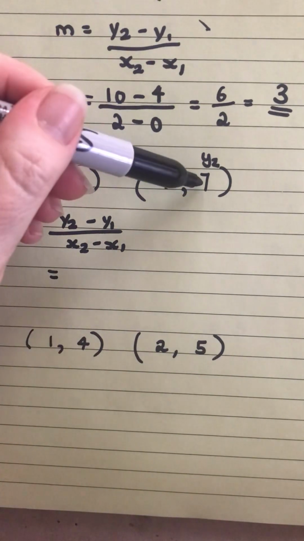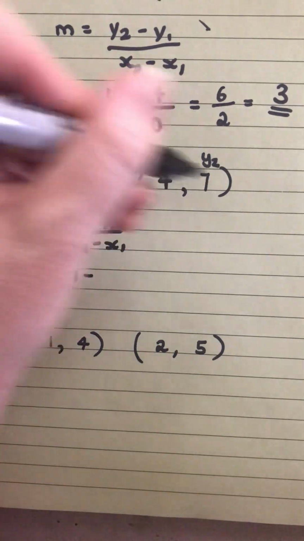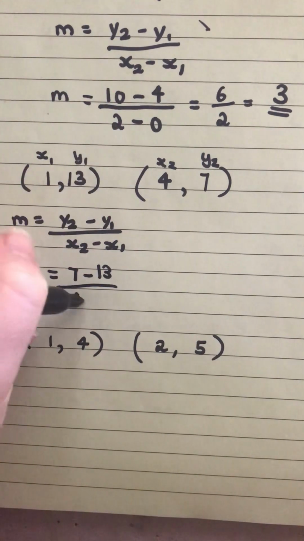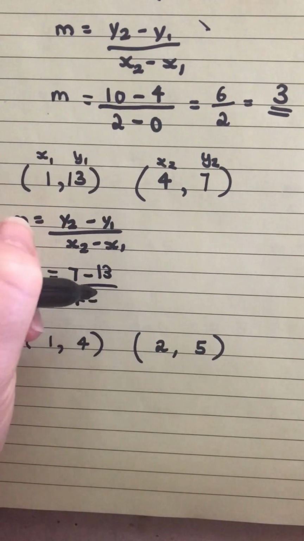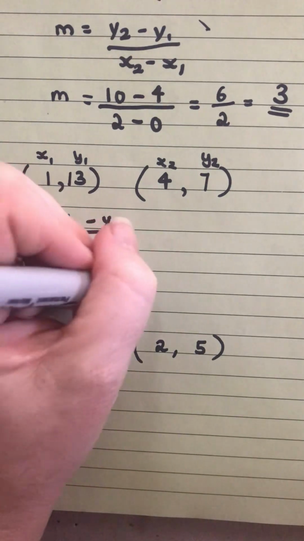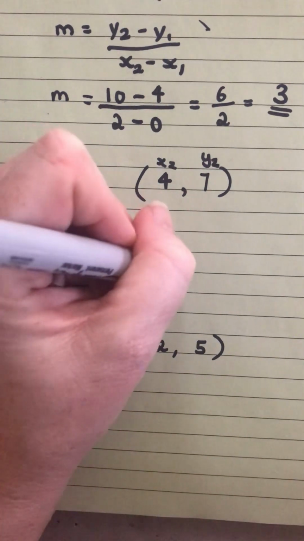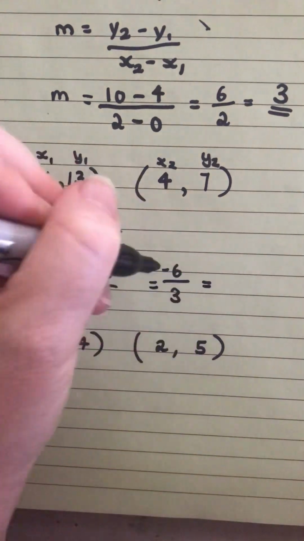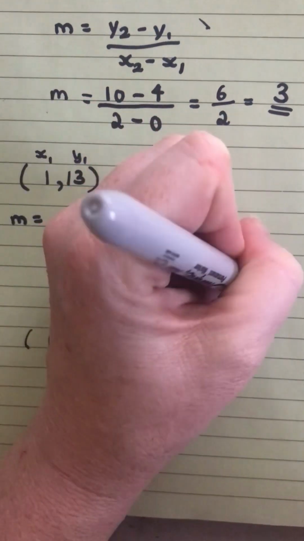And then our y2 is 7, take away our y1 is 13, over our x2 is 4, take away our x1 is 1. So 7 take away 13 is going to give me negative 6, and 4 take away 1 is 3. So in this case, my gradient is negative 2.